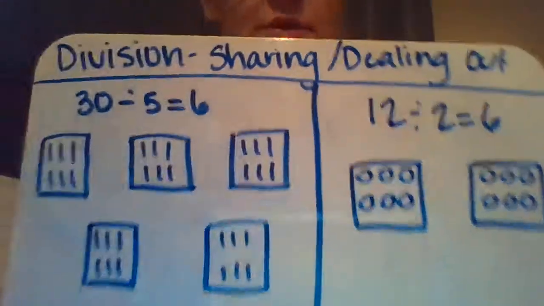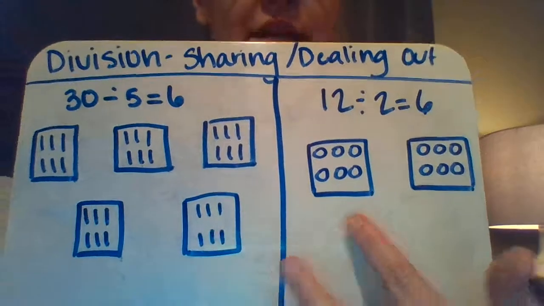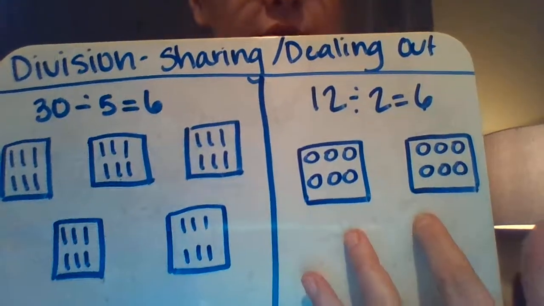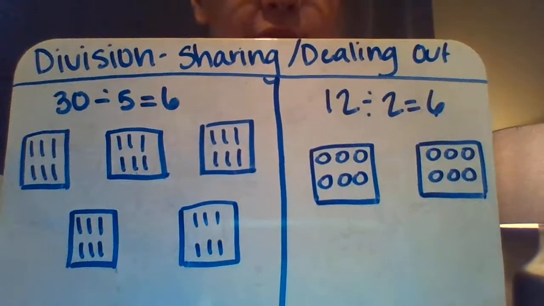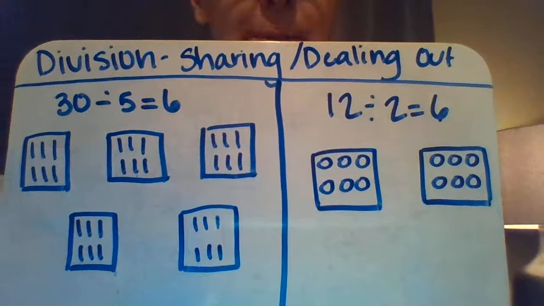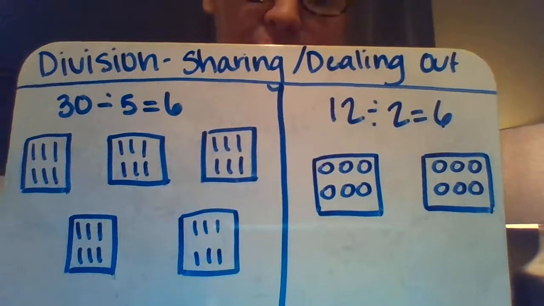And the same goes for 12 divided by 2 equals 6. I just drew the 2 squares with 6 cookies in the squares to represent how many cookies each person got to equal 6.